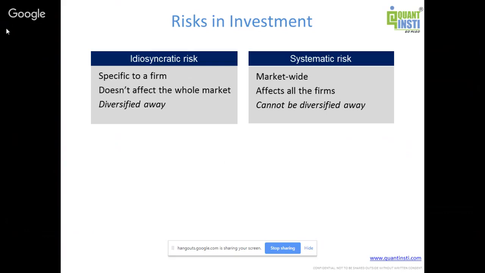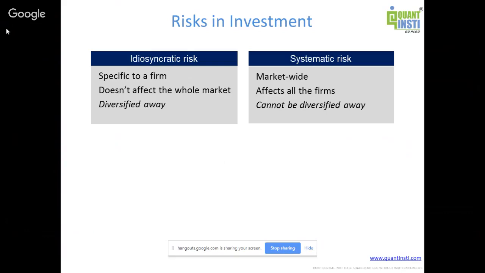So if you invest in any kind of instrument, for example Colgate, what risk are you exposed to? You're typically exposed to two kinds of risk. One is known as idiosyncratic risk, which is specific to a firm. In the sense, it will affect only that particular firm, and it will not affect any other firm.